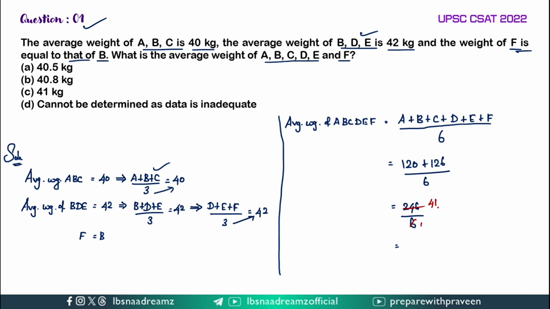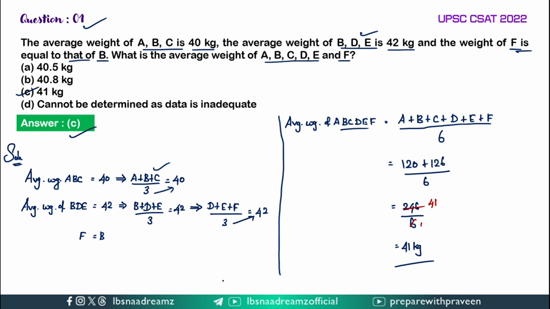41. So the average weight of A, B, C, D, E and F is equal to 41 kg. Option C, 41 kg is the right answer. Yes, option C, 41 kg is the right answer.